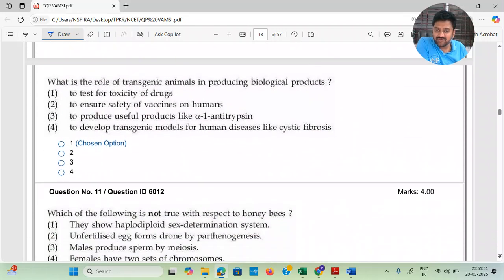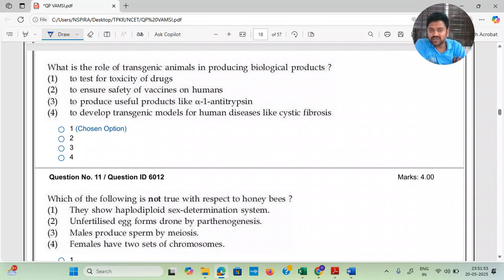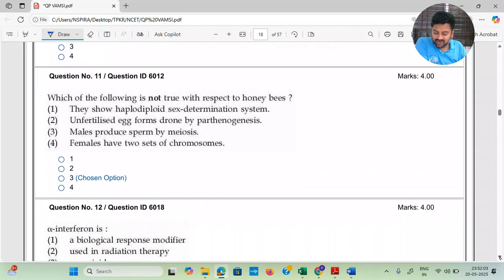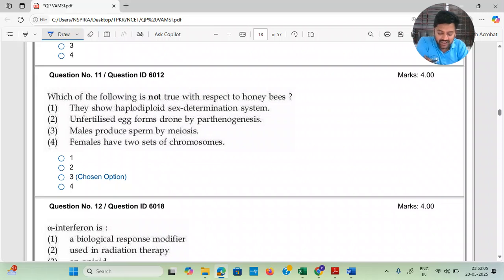So what is the role of transgenic animals in producing biological products? This is to test for the toxicity of drugs. First option is correct. Which of the following is not true with respect to honeybee?